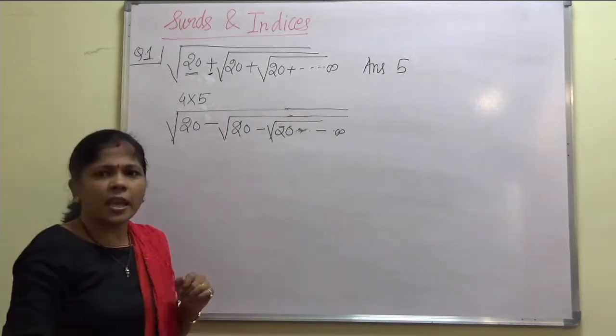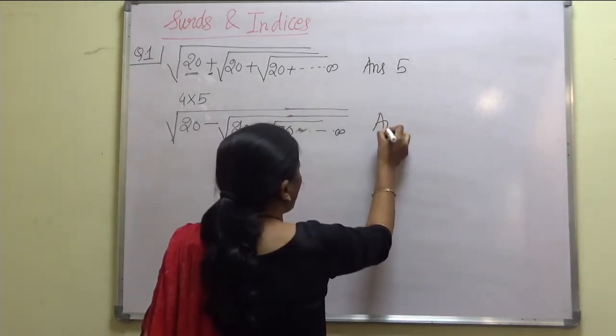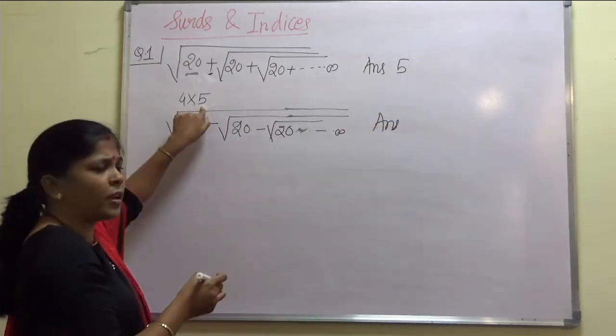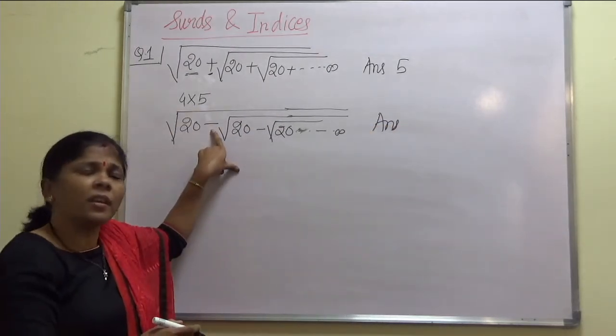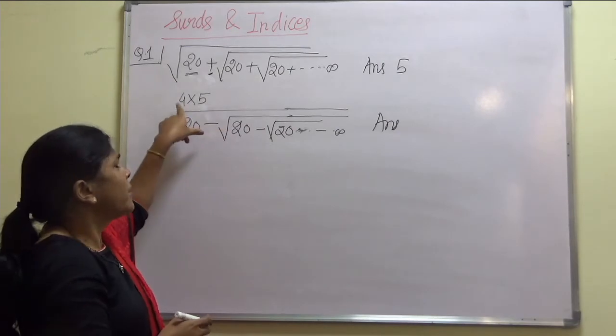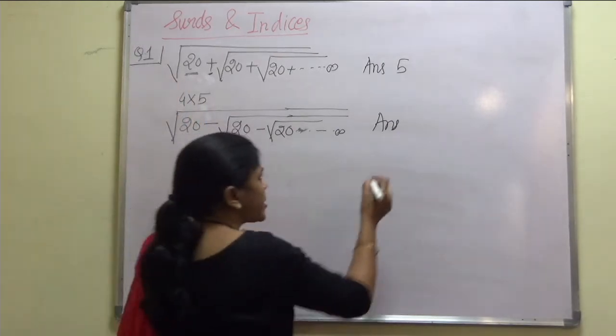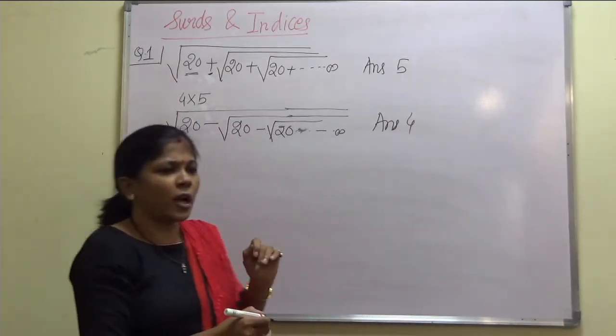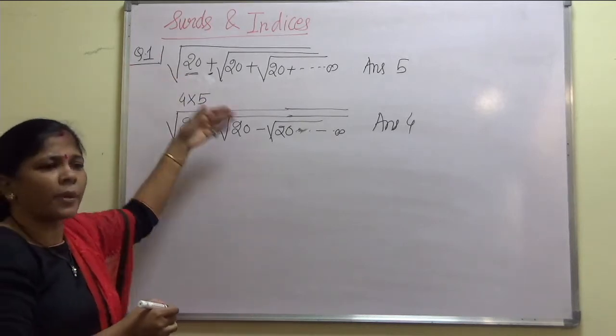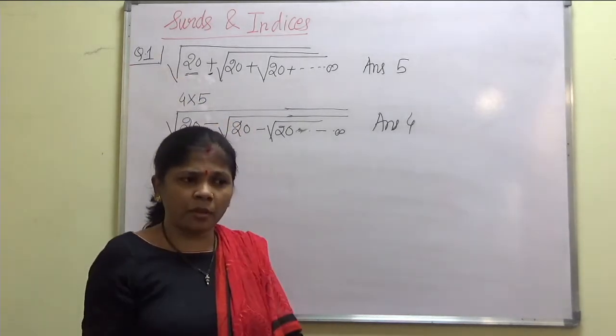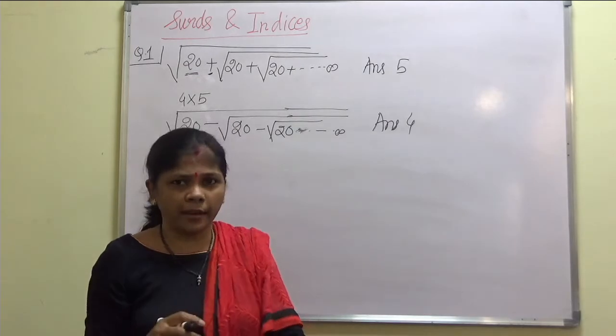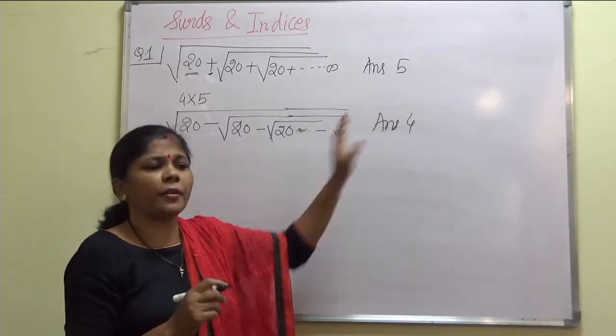In this case, again we can write 20 as 4 into 5, and as we have a minus sign over here, the answer will be nothing but the smallest of these two. What is the smallest of these two? That is nothing but 4. So how easily we can find the square root of such type of questions, by making use of these small tricks.